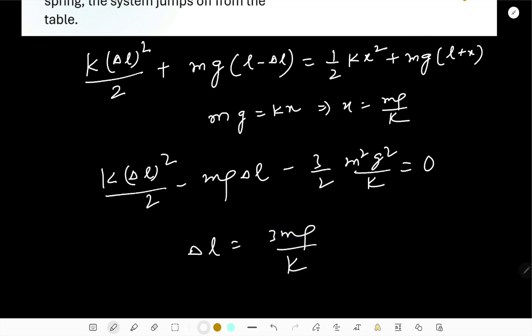Because only the positive root has a physical meaning, delta L is the length we compress, so it must be positive. So I took the positive value from this quadratic equation and I got the value delta L equals 3 mg by k, and that is the answer.